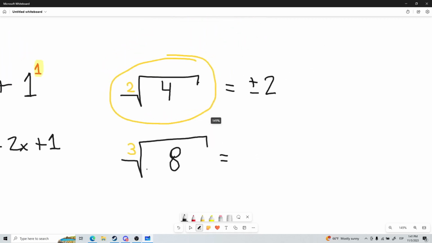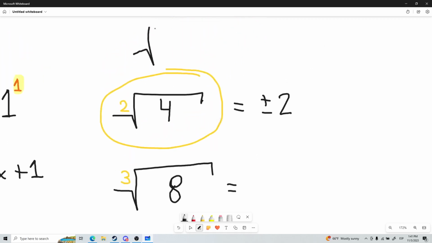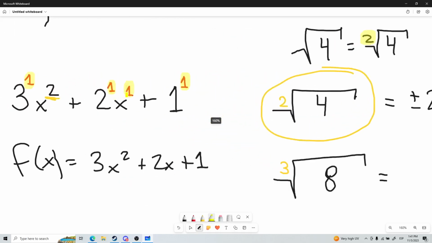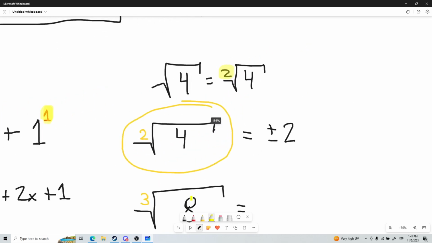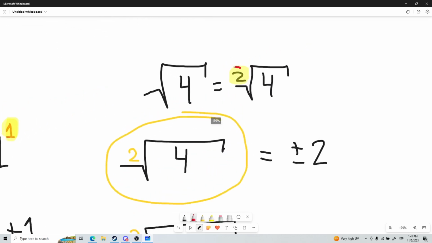So the square root of 4 is the same as, just putting it like this, this. That's what I'm trying to say. This 2 is hidden, which is the same as these ones over here being hidden. It's no difference. Out of convenience, you don't write it.